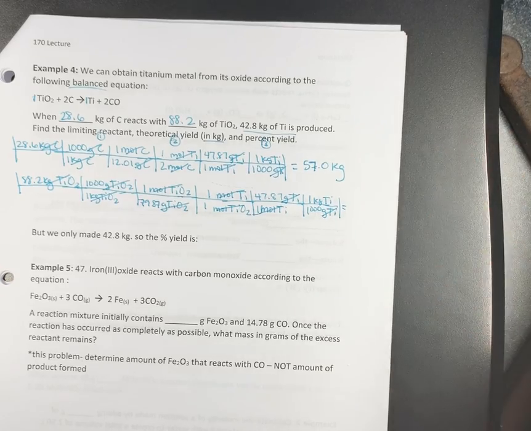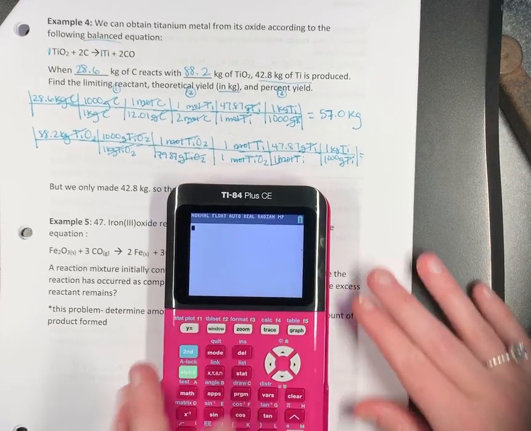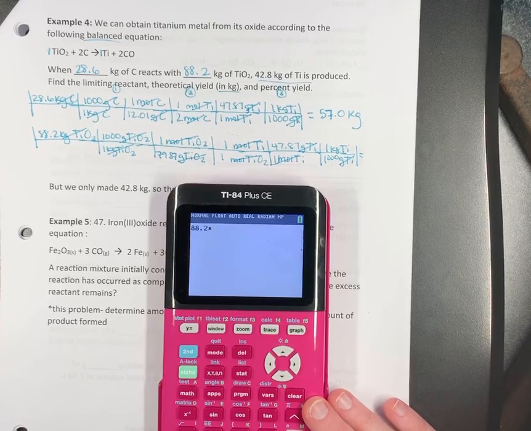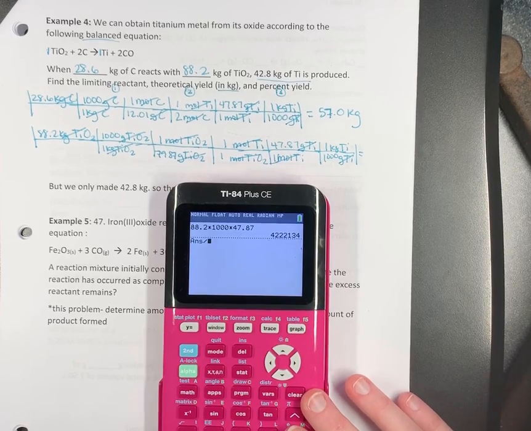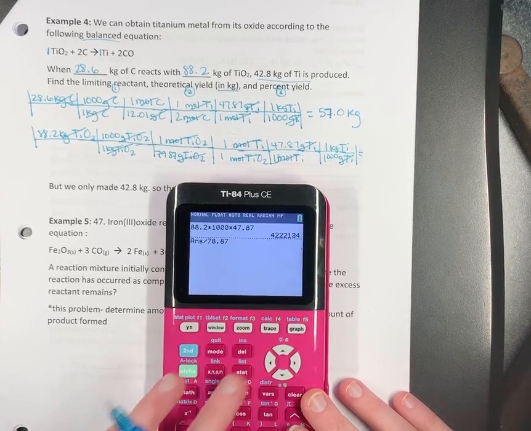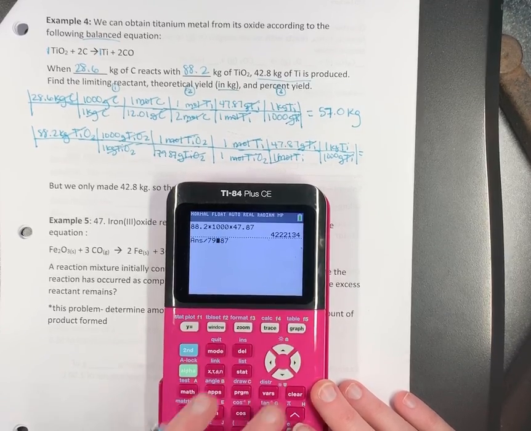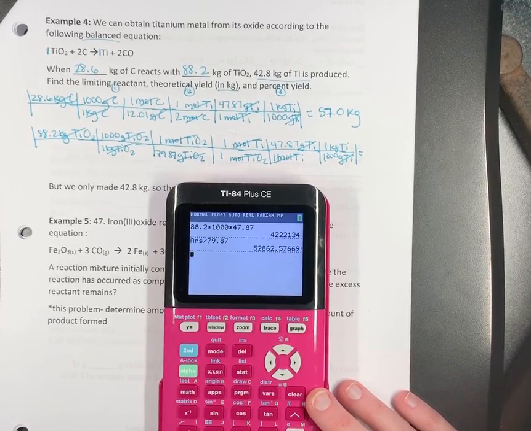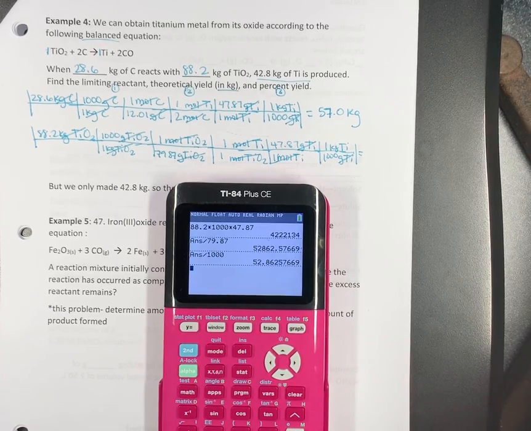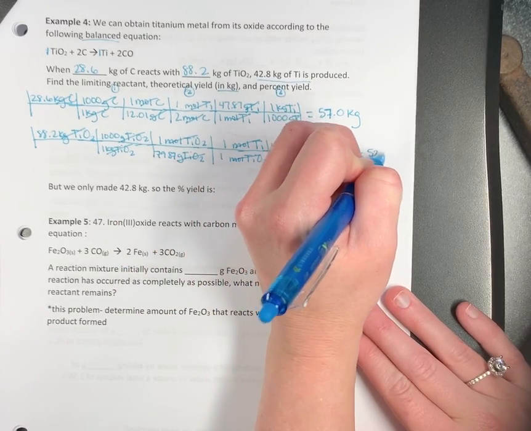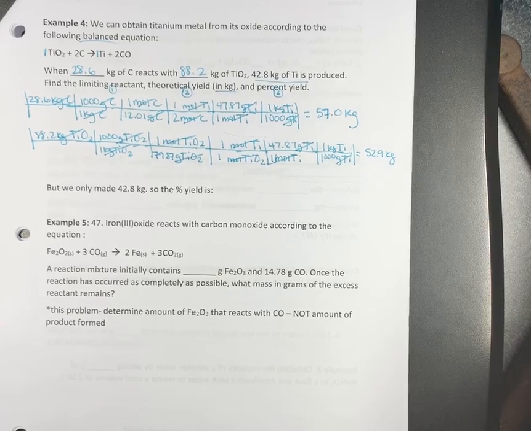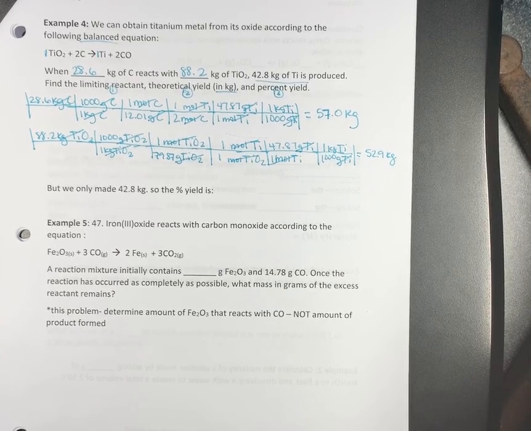Okay. Let the calculator do the hard work for you, if you can push buttons, which I'm not very good at. Here I got 52.9. Close. Okay? All right, we can start answering these questions now.